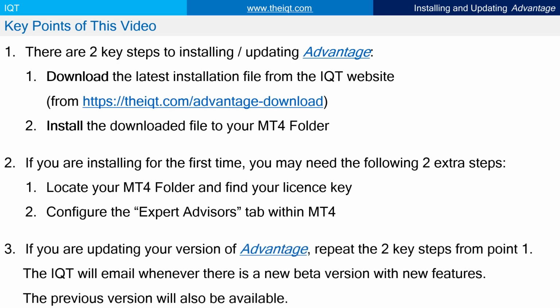3. If you are updating your version of Advantage, repeat the two key steps from point 1. The IQT will email whenever there is a new beta version with new features. The previous version will also be available.